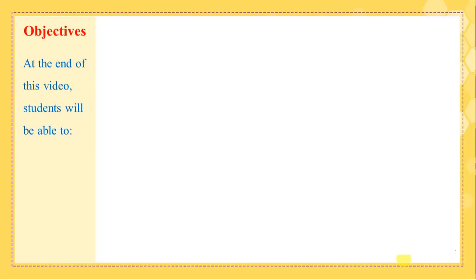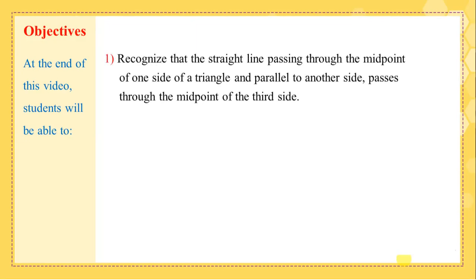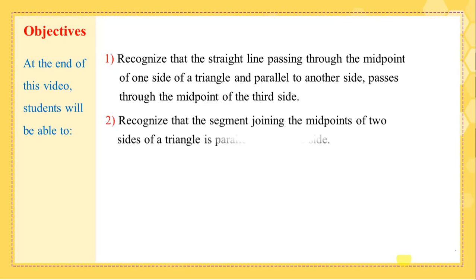At the end of this video, students will be able to recognize that the straight line passing through the midpoint of one side of a triangle and parallel to another side passes through the midpoint of the third side. Recognize that the segment joining the midpoints of two sides of a triangle is parallel to the third side.